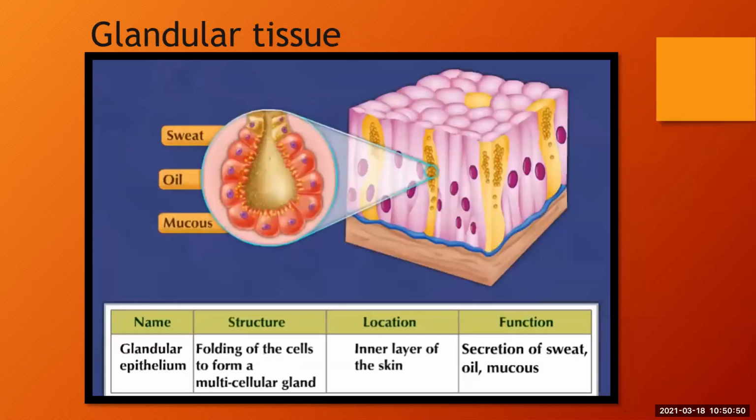Now next is glandular tissue. The structure of it is folding of the cells to form multicellular glands. You can see here the gland, the cells are folded to form the shape of a gland, and it is located at the inner layer of the skin, and the function of it is secretion of sweat, oil, and mucus. As we know, there are mucus glands and sweat glands under the skin. So these cells are of this type, that is glandular tissue. The group of cells forms the glandular tissue.